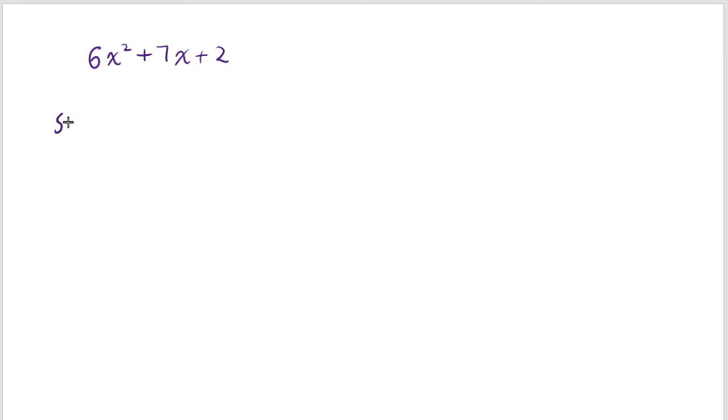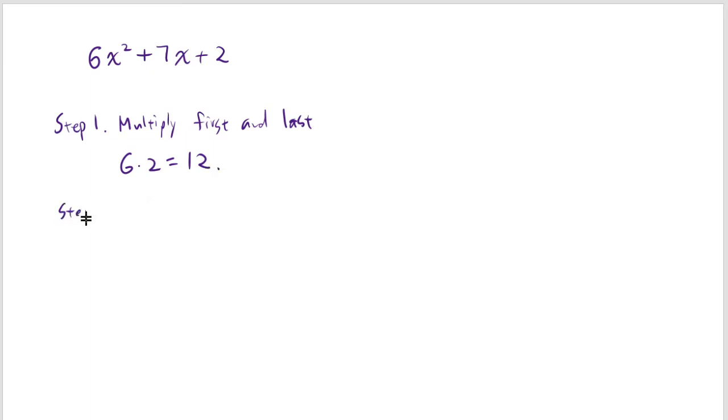Okay, so step 1 is multiply first and last. And when I say first and last, I'm assuming that your trinomial is already written in the decreasing order of the powers. So if you have x here and then x squared there, then you should switch them so that it's ordered well. In this format, you multiply the first and the last, which is 6 times 2, which is 12.